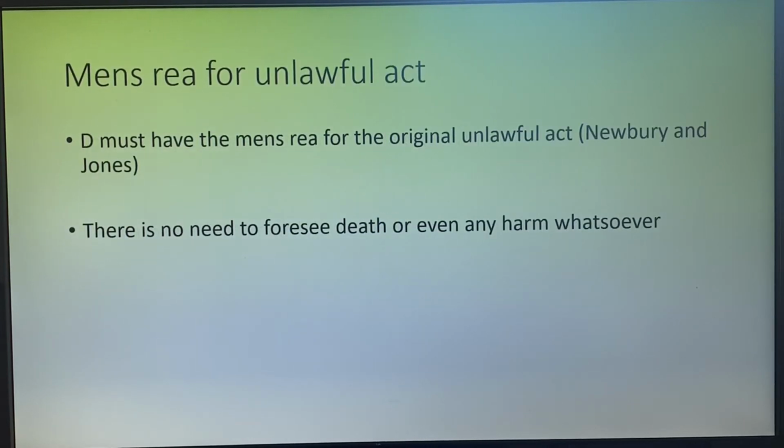Finally, you have to have the mens rea for the unlawful act. We could see this in Newbury and Jones. They were chucking paving slabs off a railway bridge onto the train tracks, and one of the paving stones fell onto the train and killed one of the train guards. They said they didn't intend death, or they didn't even foresee death or any harm whatsoever. But the question is, did they have the mens rea for the unlawful act that they were doing?